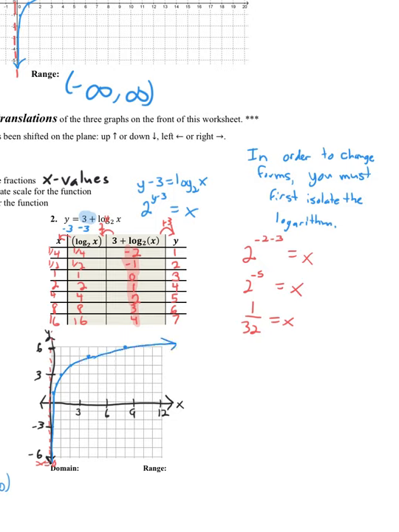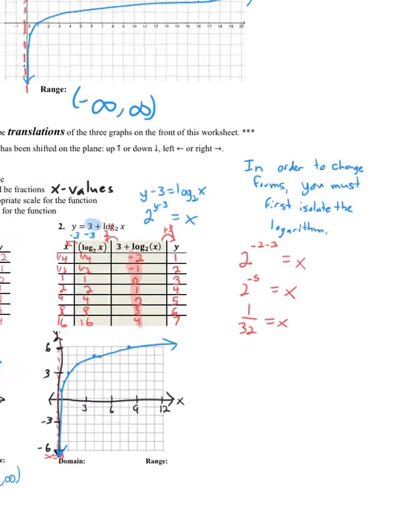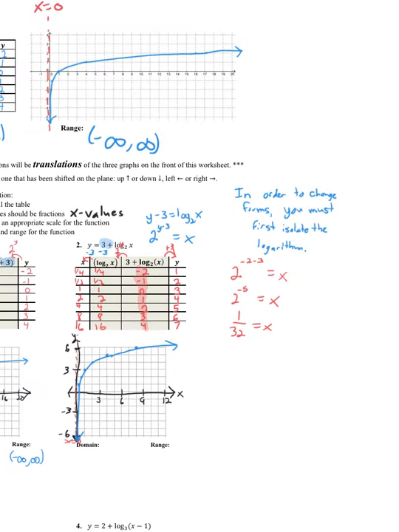And then I can go ahead and sketch this off the paper. And there's my second sketch there. Domain, again, because of where the asymptote is. This time, the +3 affected the y values. It moved the whole function up 3 units. And then the range is still -infinity to +infinity.